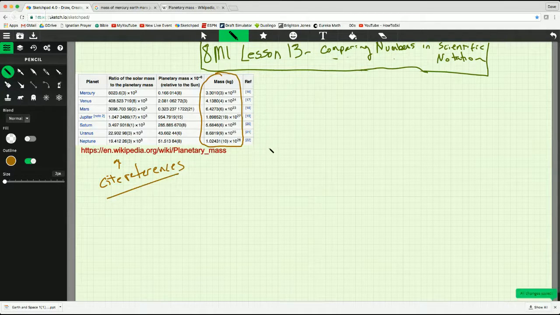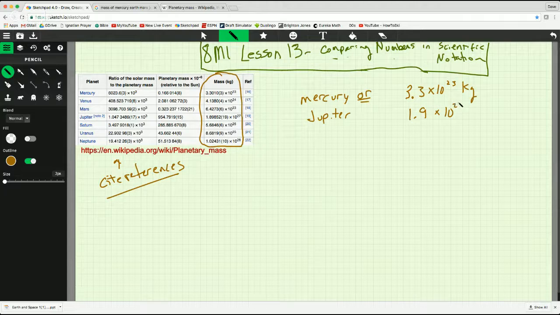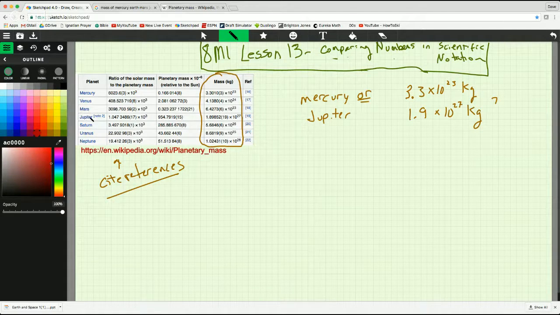Okay, now, what planet is bigger, Mercury or Jupiter? Now let's look at Mercury. I'm going to just kind of round these. 3.3 times 10 to the 23rd kilograms, or Jupiter, which is 1.89 or 1.9 times 10 to the 27th kilograms. All right, I'll let you think about it, and tell me why. Make sure you understand why. So pause. Okay, now you're back.